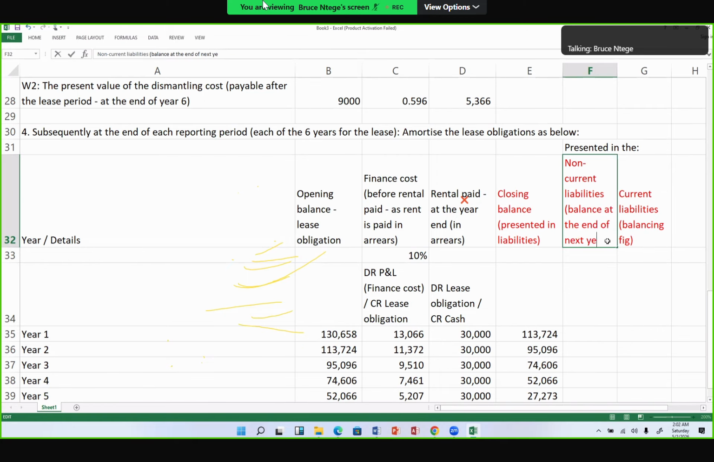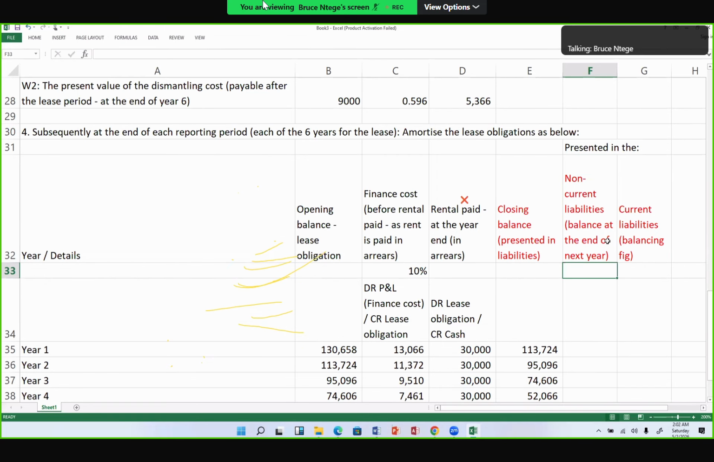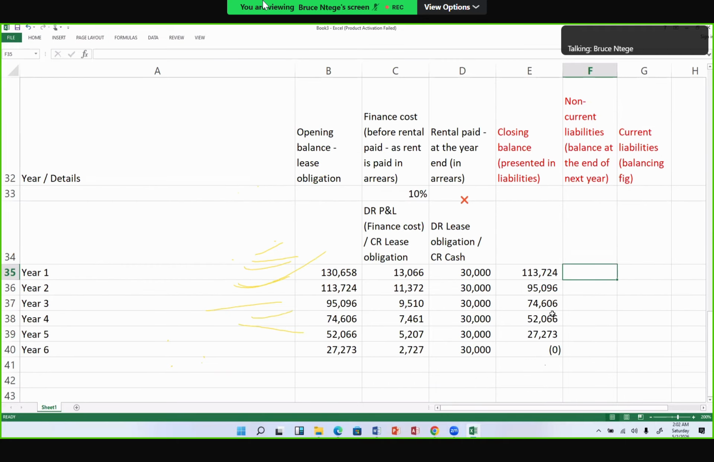The end of the next year. So that will always be my non-current liability figure. I mean that if I'm looking at year 1, where the total liability is 113,274, the non-current liability should be the figure 95,096, which will be the unsettled amount by the end of next year. So if under 113,274, I've said 95,096 is the non-current liability, then the current liability is the mathematical difference between 113,274 minus the amount you've given to non-current liability. So I have 18,528.